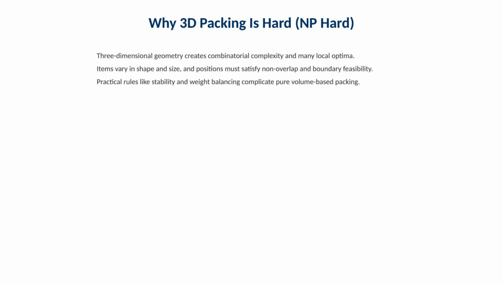Three-dimensional packing is computationally difficult because geometry creates many interacting constraints. Every item position affects what other items can do, and small changes can break feasibility. This is why the problem is considered NP-hard in practice. As the number of items grows, the number of possible arrangements grows extremely fast, so we rely on a structured toolbox rather than brute force.